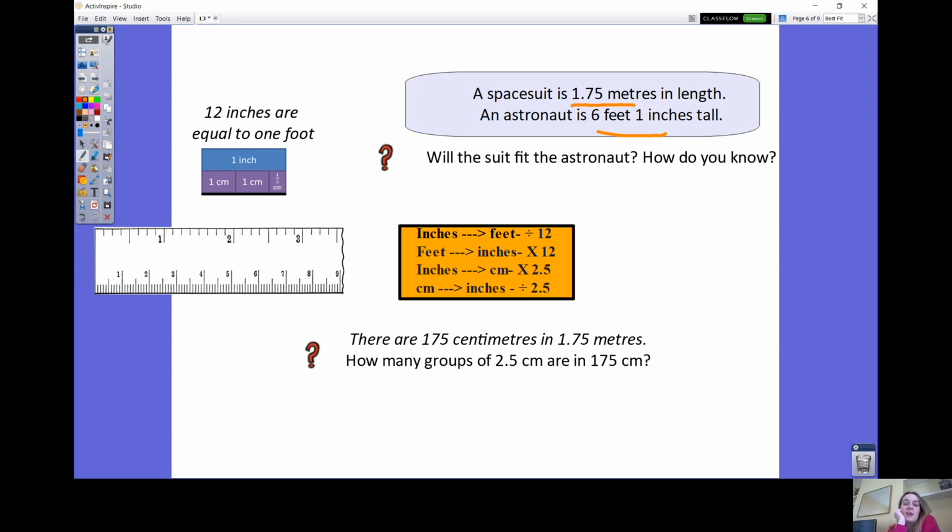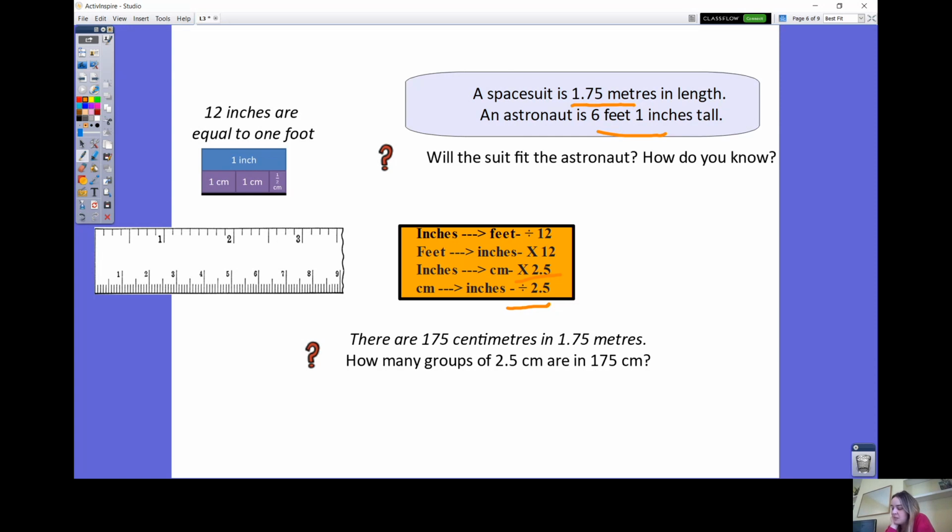And the reason why I'm choosing to convert into centimetres is because that's the easiest thing. I think it's easier to times by 2.5 than it is to divide by 2.5. So rather than converting them all into inches, I'm going to convert them into centimetres and metres. And after I've converted them, I'll see if the spacesuit is long enough or short enough to fit the astronaut, and I'll compare the two lengths to see if the suit will fit.